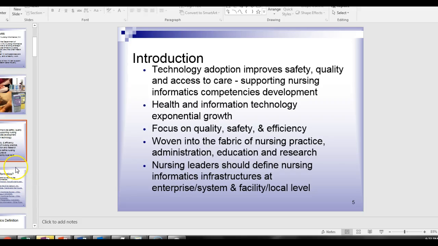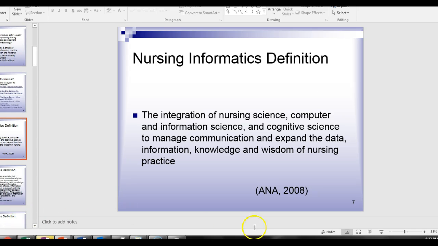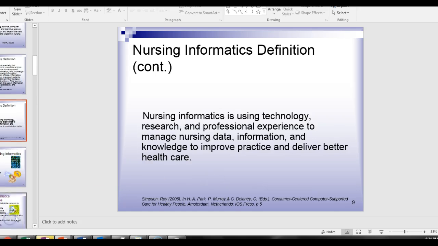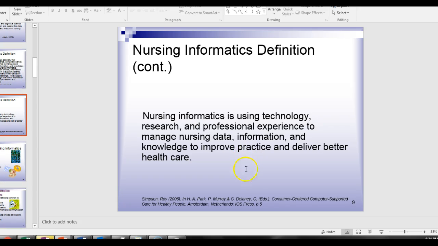All right, so introduction. We talk about technology and its improved safety, quality, and access to care, right? And we want to focus on quality, safety, and efficiency. It's woven into the nursing practice, administration, education, and research. So nursing informatics definition, just to be repetitive, is the integration of nursing science, computer and information science, and cognitive science. It helps us manage communication and expand the data, information, knowledge, and wisdom of nursing. We use technology, research, and professional experience to manage nursing data.